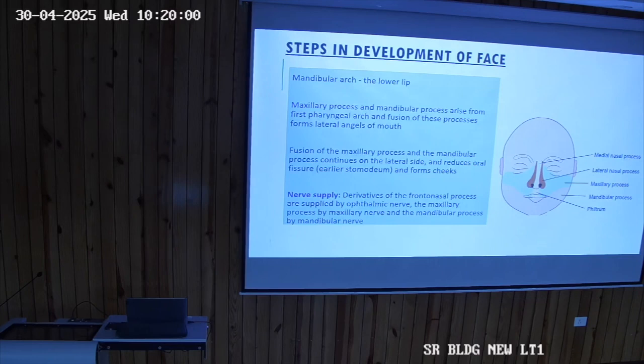Sensory supply I am talking about. Yes? Which are the branches of the trigeminal? Ophthalmic, maxillary and mandibular. So this part, the forehead part and the bridge of nose, ophthalmic, and then the maxilla, upper jaw, cheek part, maxillary, and the lower jaw and the lower lip, mandibular.